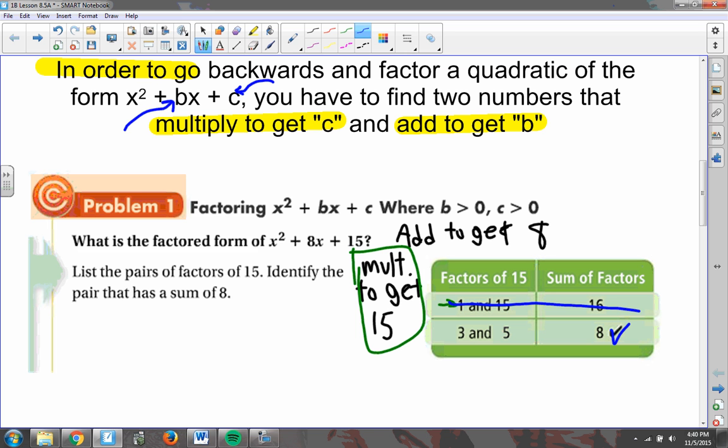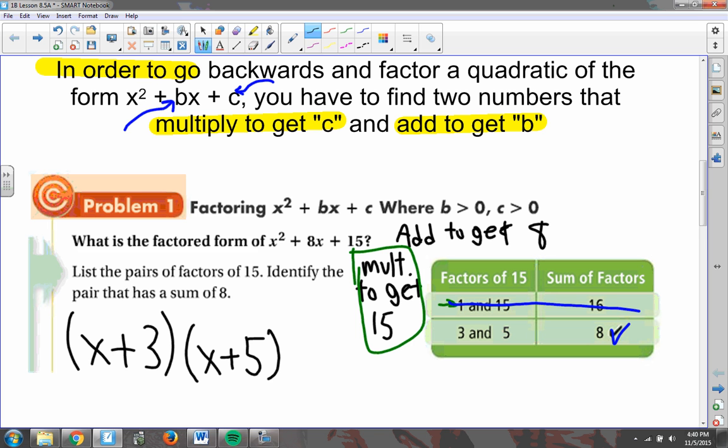We like that one. So my two numbers here are 3 and 5. If I'm going to factor this equation, I'm going to factor it into x plus 3 and x plus 5 with the multiply sign in between. All right? X plus 3 times x plus 5. And we can fairly easily check our work by just doing a quick FOIL method.